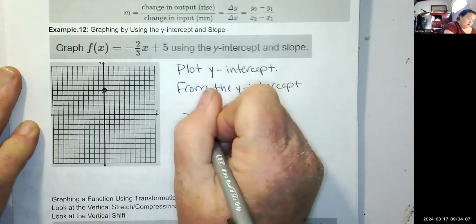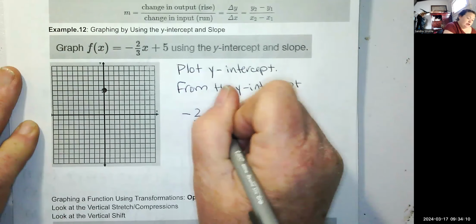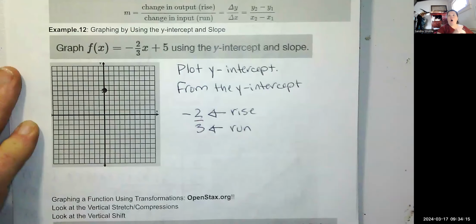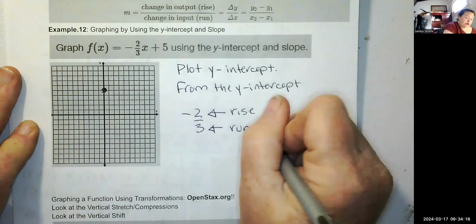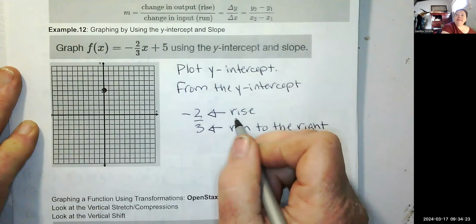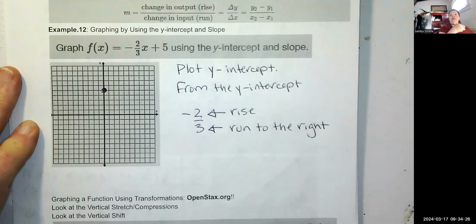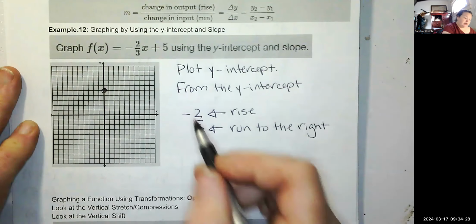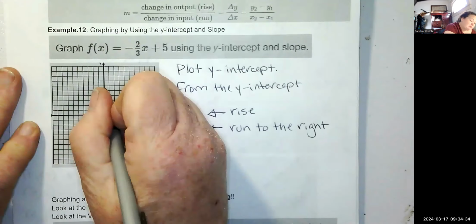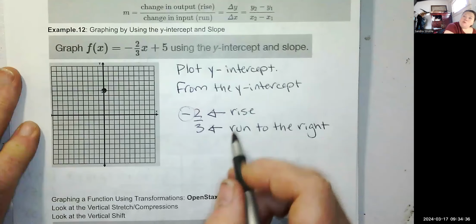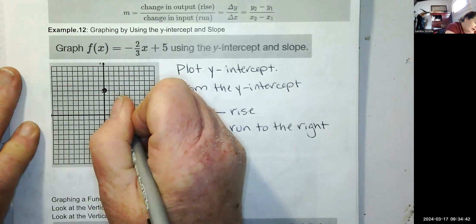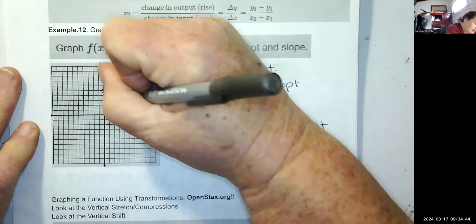And we've got negative 2/3. The negative 2 is your rise. The 3 is your run. You always, always, always run to the right. The rise doesn't necessarily mean rise. It means your vertical change. So because it's negative, you're going to rise down. So from the y-intercept, we're going to go down 2, and then we're going to run to the right 3. 1, 2, 1, 2, 3. Plot that point, graph the line, and you are done.